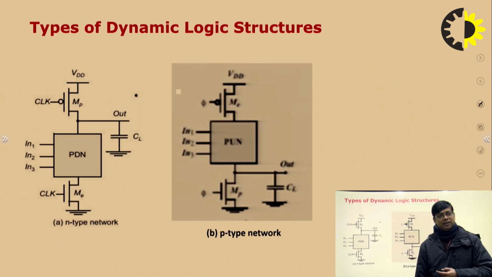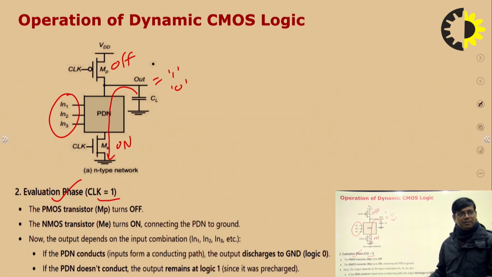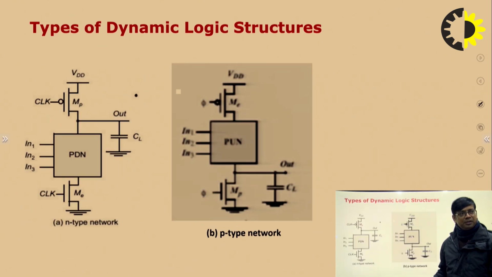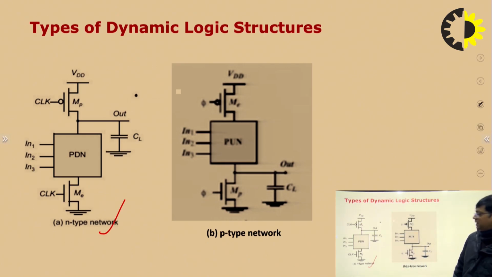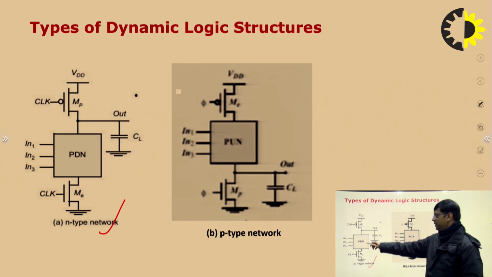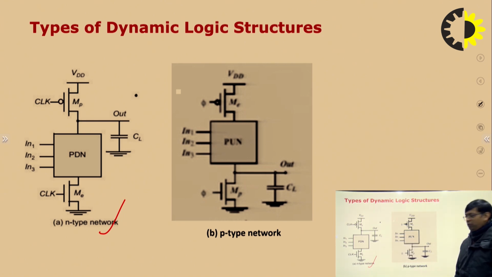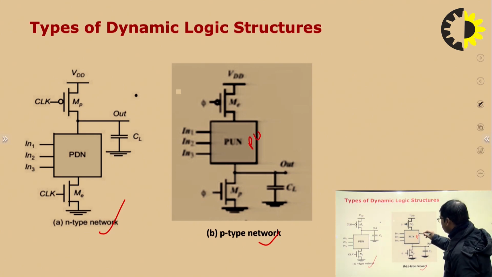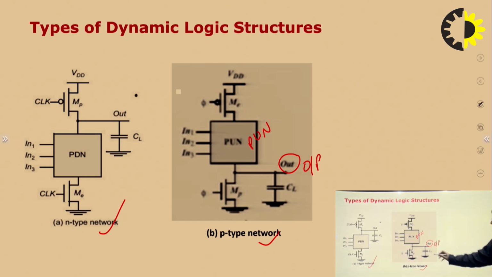Now, the dynamic CMOS logic structure, as in the previous slide, is drawn here again. This is for the N-type network, where there is a pull-down network only. A similar structure for a P-type network is shown here. Here we can see, instead of a pull-down network, we have a pull-up network, and output is taken from in between the pull-up network and the NMOS transistor. This is the output, and this is the parasitic capacitance which is charged during the pre-charge phase.